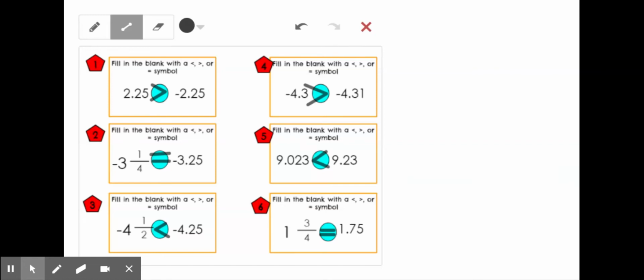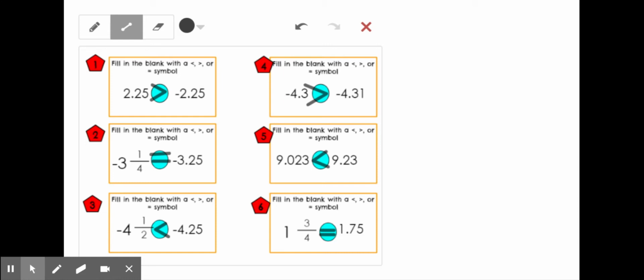In this video, I'm just going to go over the answers to your Unit 1 review Desmos. So the first screen was about comparing rational numbers. Question 1, you should have said that positive 2.25 is greater than negative 2.25. We know this because positives are always greater than negatives.